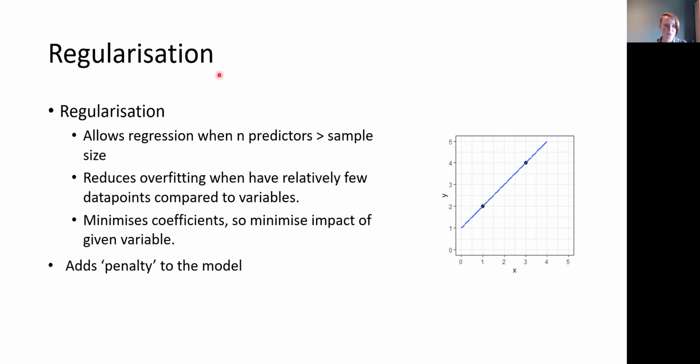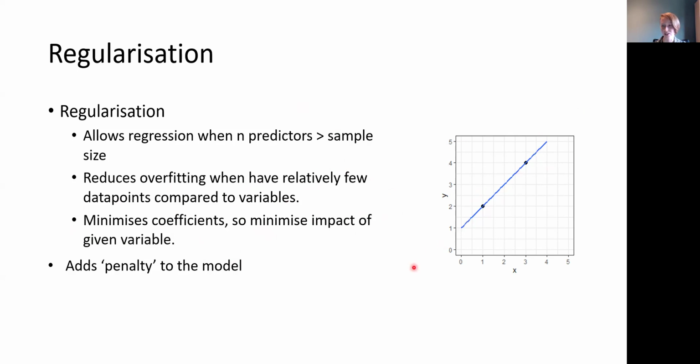So what we can do is something called regularization. And this allows you to perform a regression when your number of predictors is greater than your sample size. It also reduces overfitting when you just have relatively few data points compared to your variables. So it's good generally when they're on the edge of being the same. It does this by minimizing the coefficients, so essentially minimizing the slope, which minimizes the impact of a given variable.